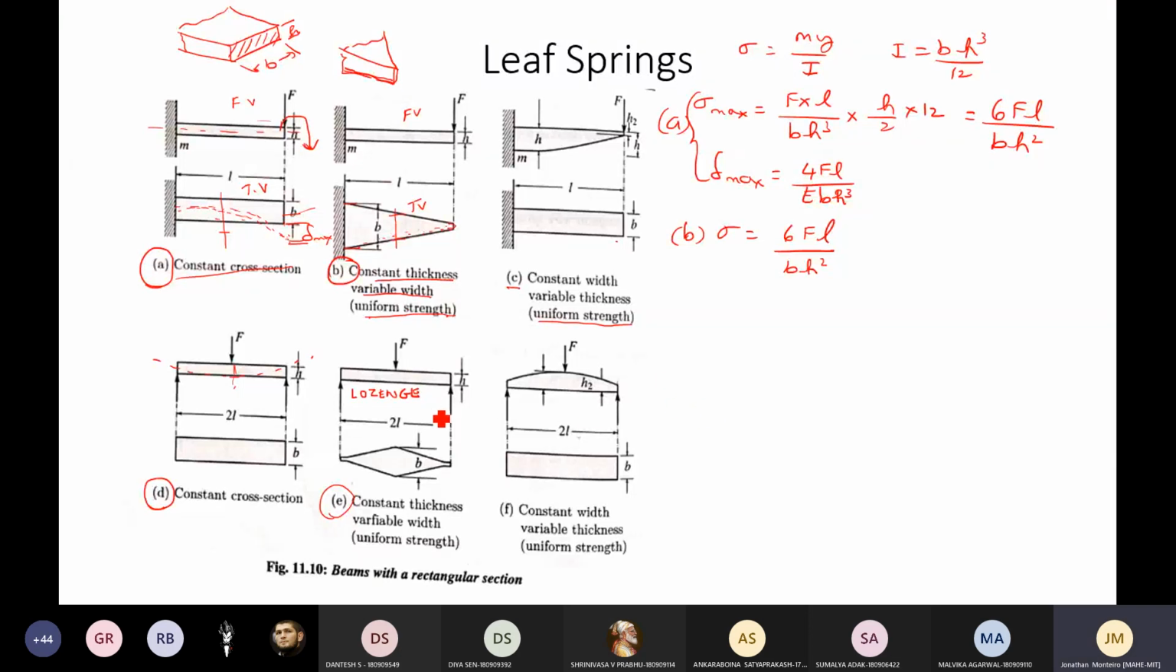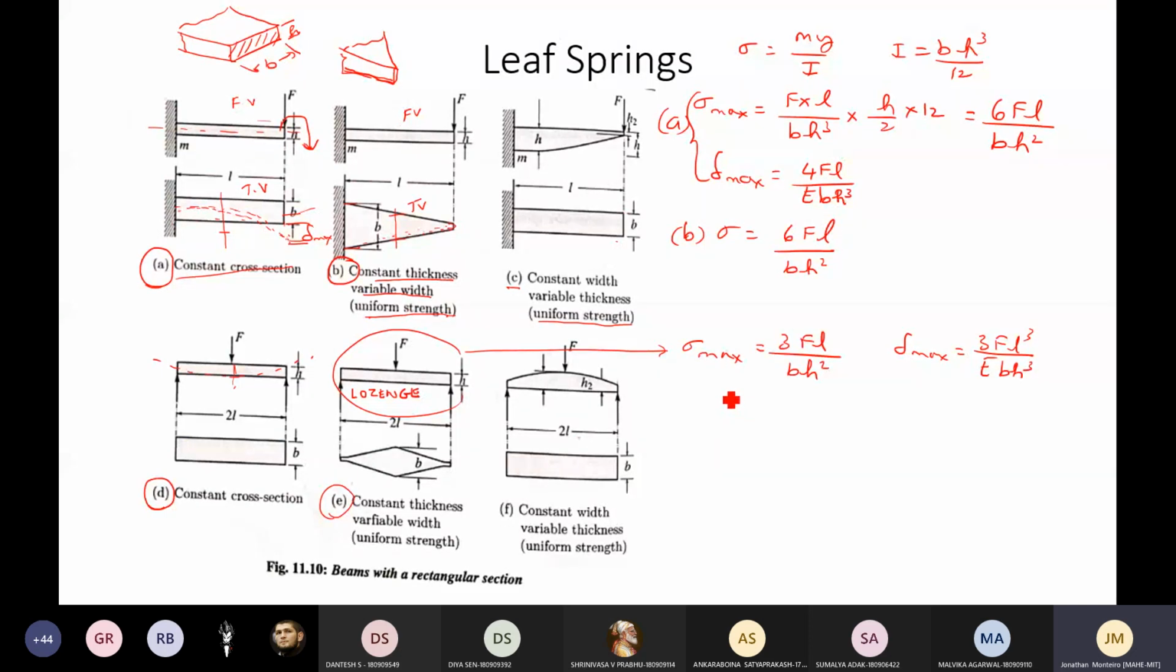Here, if I take this particular example, let me write some equations over here, just to help us understand what happens. See, sigma max will be equal to 3FL by BH square, and delta max will be 3FL cube by EBH cube. So these are the terms, both the stress and the deflection equation associated with this.